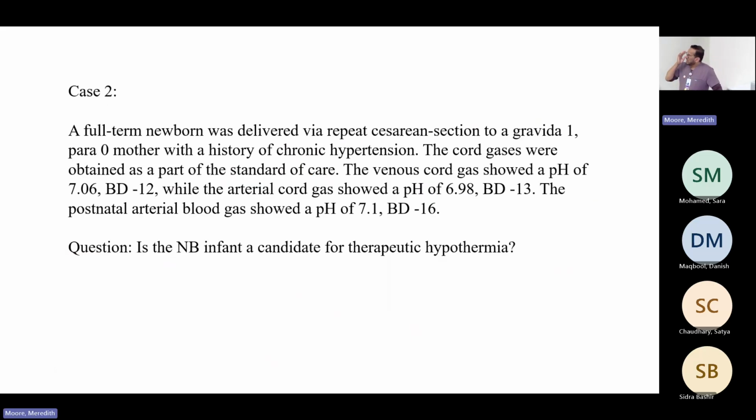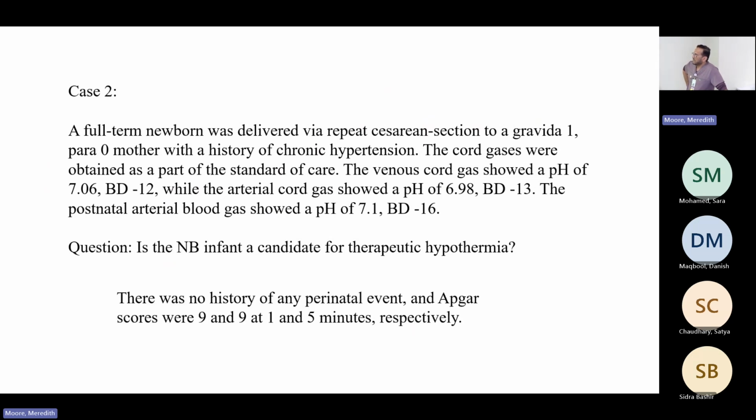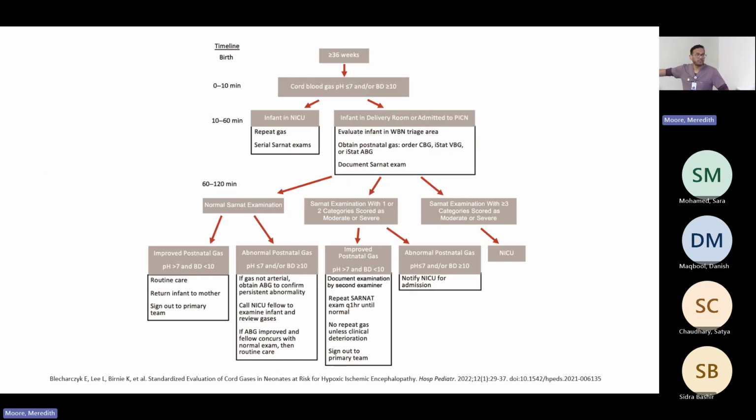So now the other case. In this case, the cord pH is bad, 6.98. And so now what should we do? There was no history. That cord was all good. So here comes this protocol. Before our fellow adopted that, somebody had done a QI study in California, and they decreased their admission just based on this protocol.